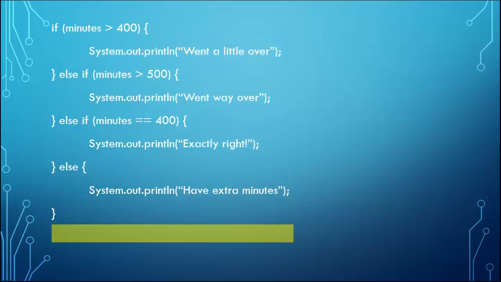And then we'll jump down to the bottom to continue running the code after this section. So we never look at if minutes is greater than 500. We just look at the first condition that's true. Minutes is greater than 400. We run that code, and then we skip the rest of our if-else-if section.